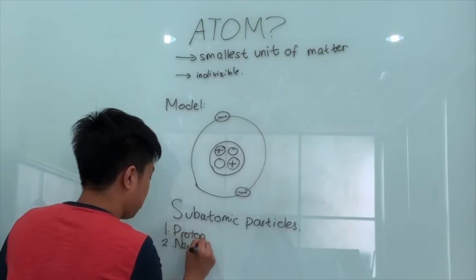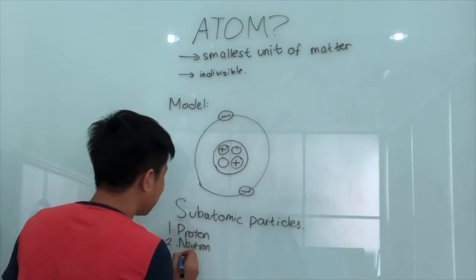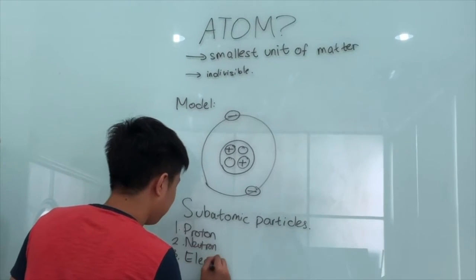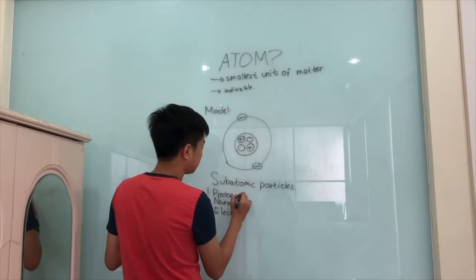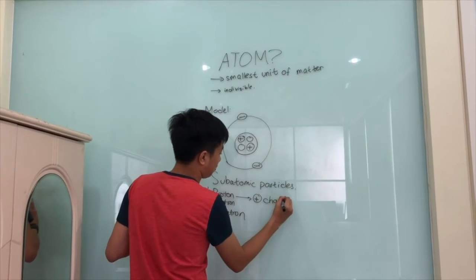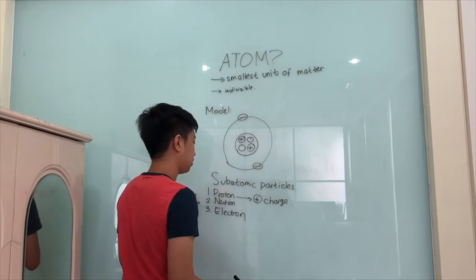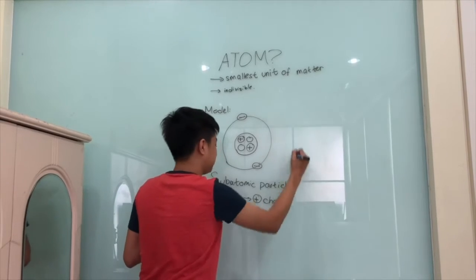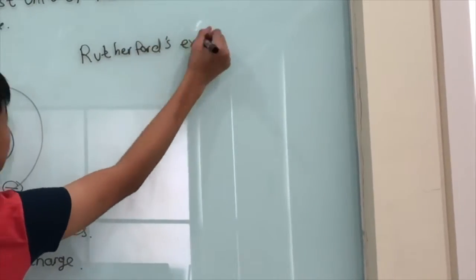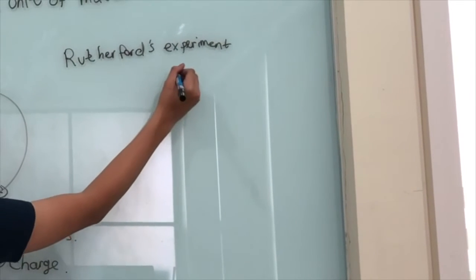There are 3 types of subatomic particles. The first is the proton, the second is the neutron, and the last one is the electron. Protons are the positively charged subatomic particles. This was proven through Rutherford's gold foil experiment.